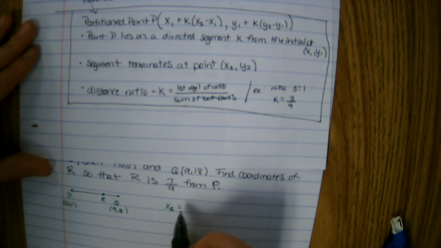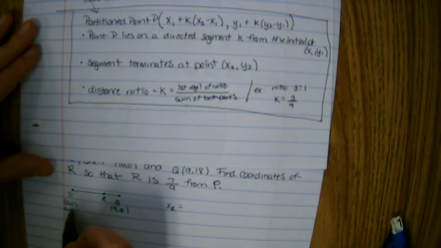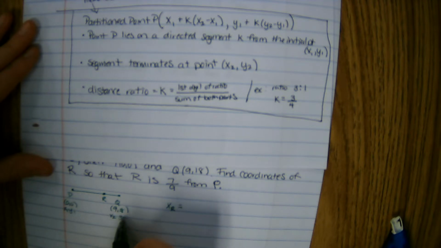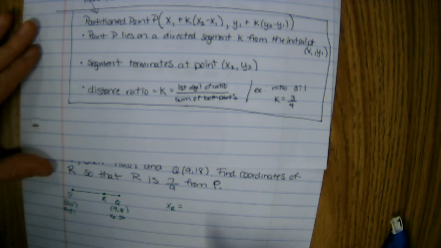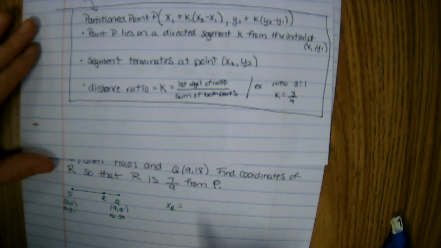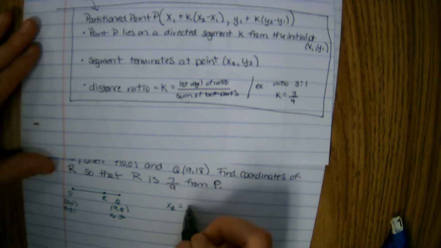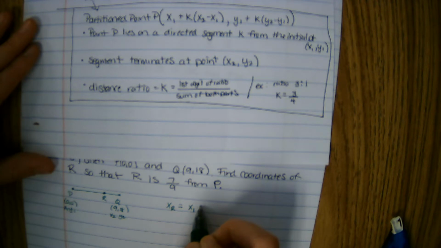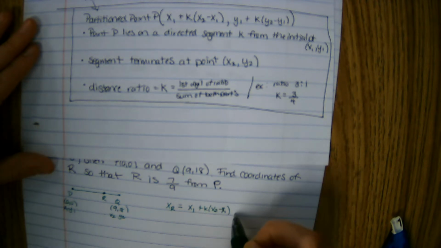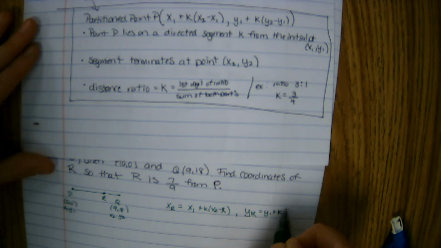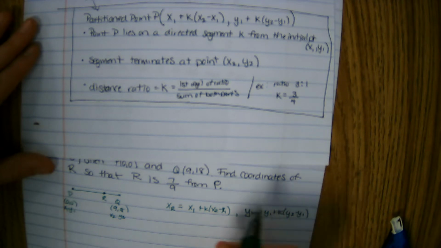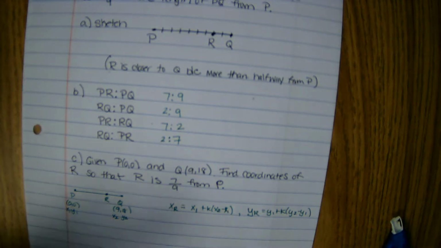I'm going to take x sub 1. So I'm going to label these as x1, y1. And it is important here, you can't just call either of them x sub 1 and x sub 2. The initial point has to be your x sub 1. So our initial point is 0, 0. So I'll write out this formula here: x sub 1 plus k times x sub 2 minus x sub 1. And then our y sub r is y sub 1 plus k times y sub 2 minus y sub 1.